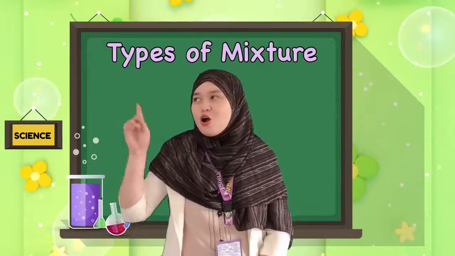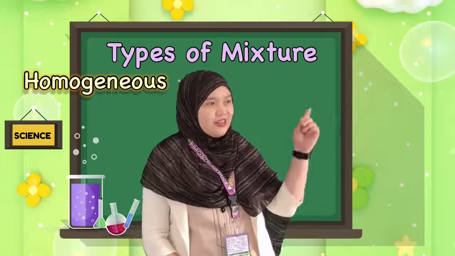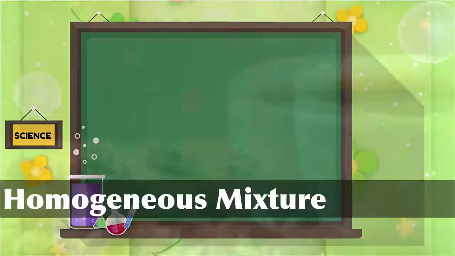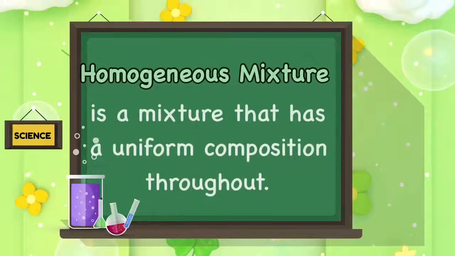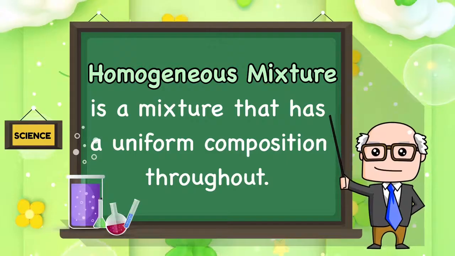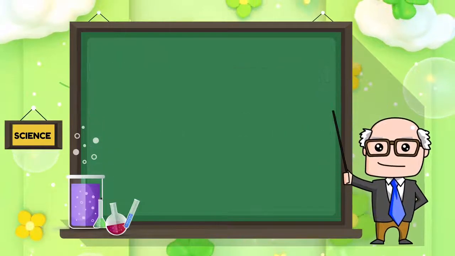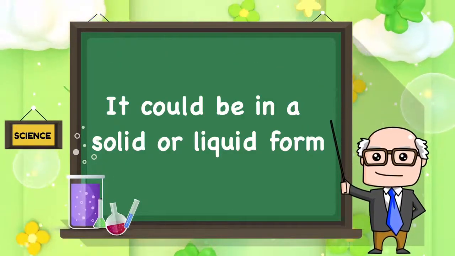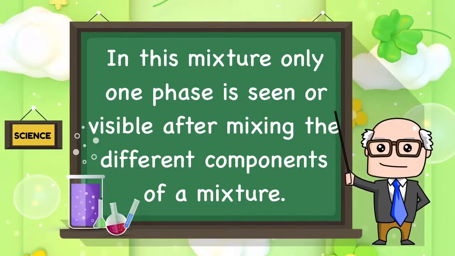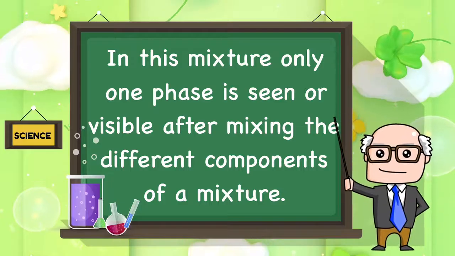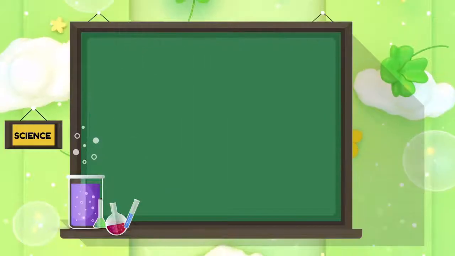Do you know the two types of mixtures? You were right. The two types of mixtures are homogeneous mixture and heterogeneous mixture. Homogeneous mixture is a mixture that has a uniform composition throughout. It could be in a solid or liquid form. In this mixture, only one phase is seen or visible after mixing the different components of a mixture.